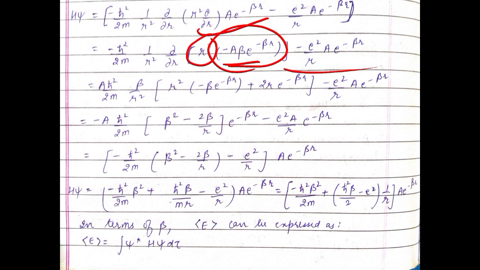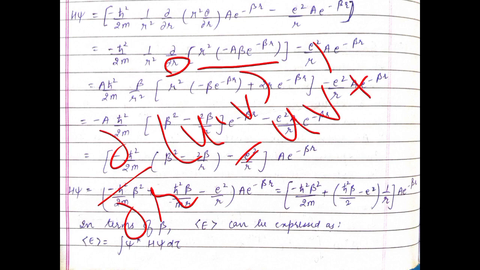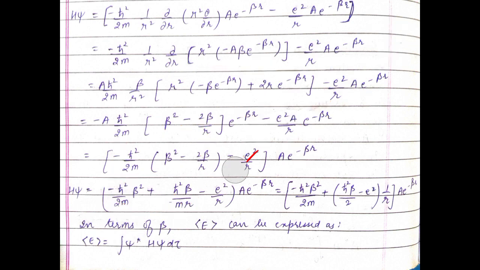Now we will differentiate these two terms, that is r square into minus of a beta e raised to minus beta r, with respect to r. We will use the uv rule here, that is del by del r of u into v will give u v dash plus v dash u. So by using this rule, we will differentiate these two terms and we will get the result which is given here. Now on solving further and arranging the terms, we will get the value of H psi as this.